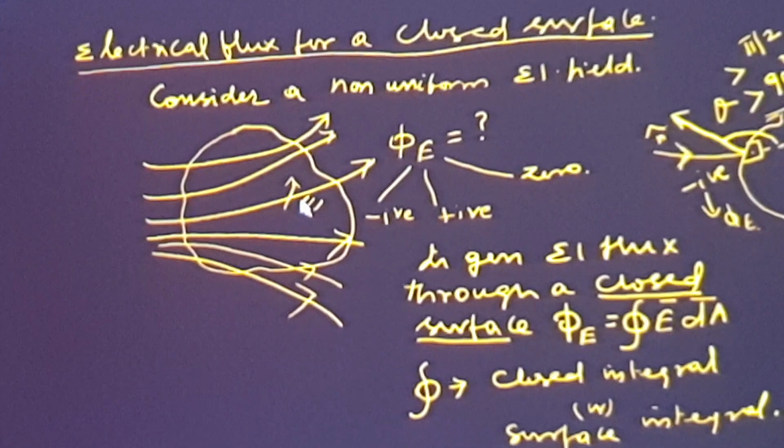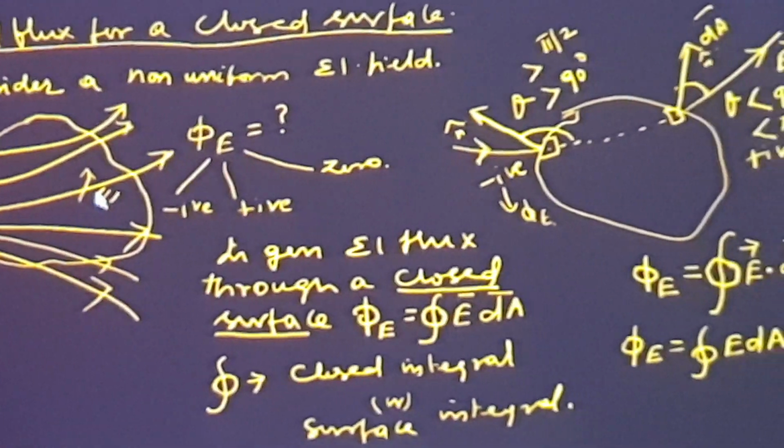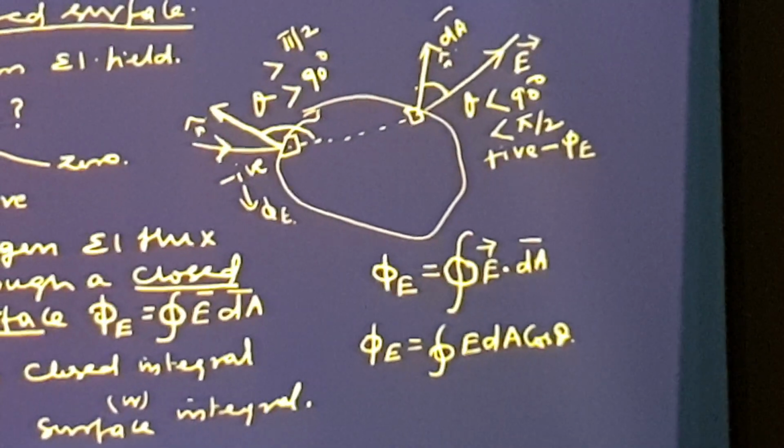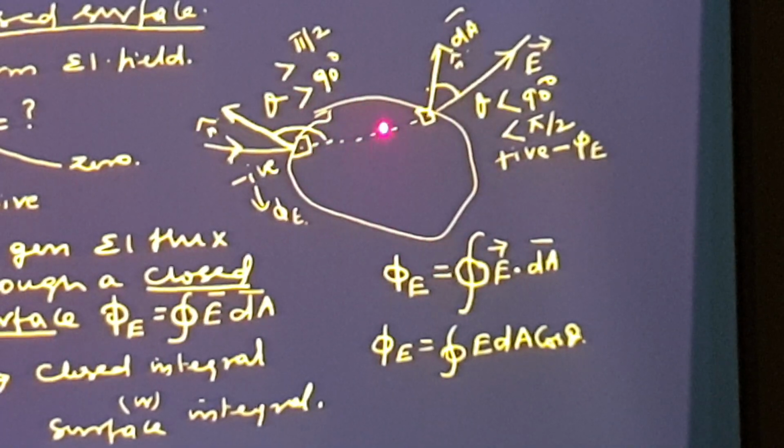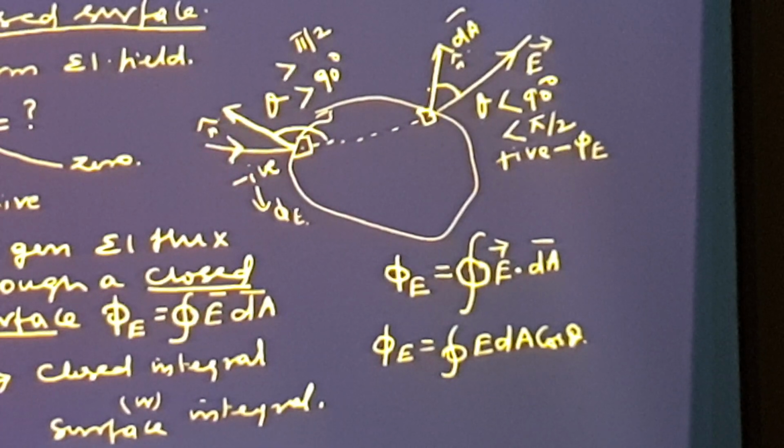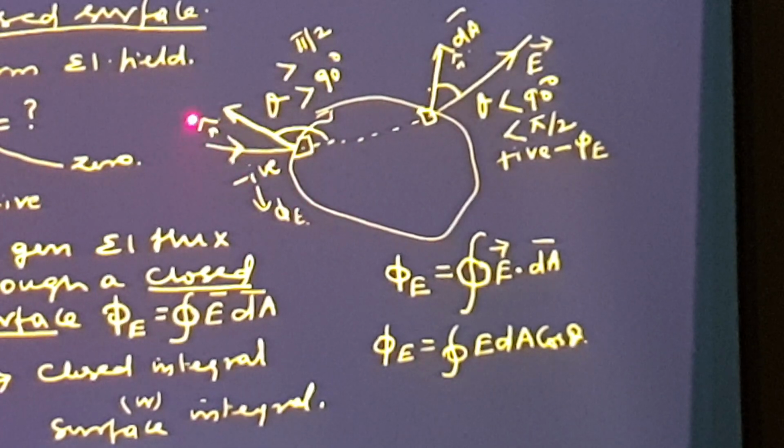In order to explain this, I have taken another diagram. See, what is the next diagram? I have taken the closed surface, and instead of considering all these electrical lines, I have taken a single electrical line that is passing through that closed area. That single electrical line is entering at one end and leaving at the other end.